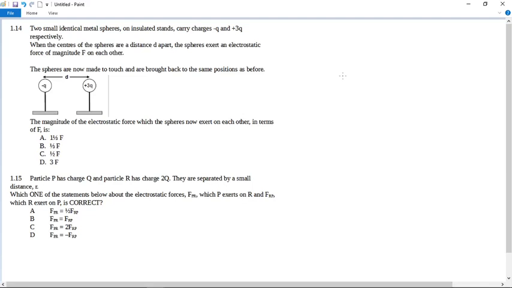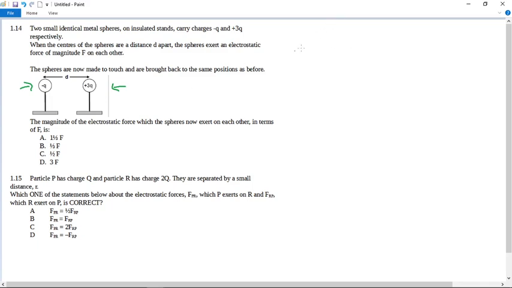Okay, we've nearly finished here. We've got 14, 15, and 16 to go. It says two small identical metal spheres on insulated stands carry charge of negative Q and positive 3Q respectively. When the centers of the spheres are a distance d apart, the spheres experience an electrostatic force of magnitude F on each other.